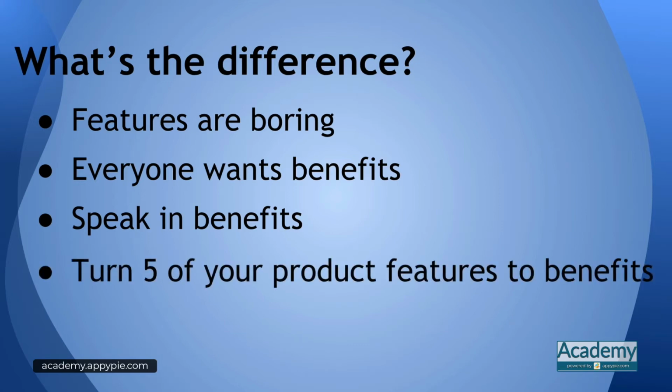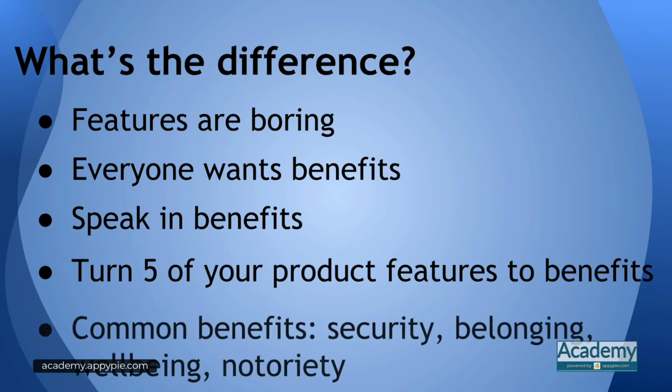What I'd like you to do for this exercise is take your product and describe it as you would now. You've probably described it in terms of features, so let's turn it into benefits. Now, what are benefits that people want? There are only a couple of main benefits that people ever want, and every other benefit stems from those. People want security, a sense of belonging, a sense of being loved. That's all they want, and every other benefit is built on top of it.